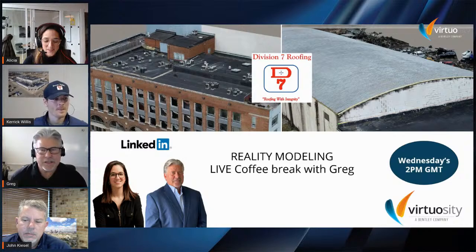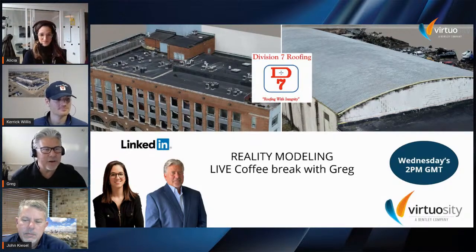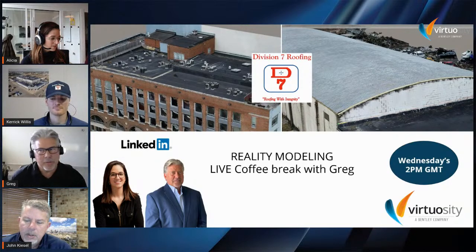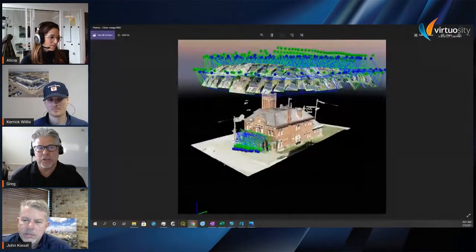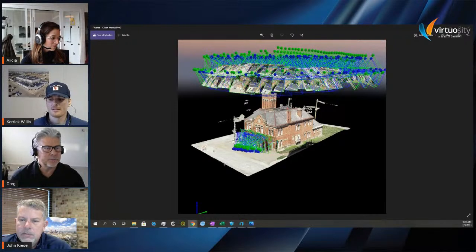And so we have John Kiesel, president of Division 7 Roofing, and Kerrick Willis, who is working there as the reality modeler. So before we get started, Kerrick, I'd like to ask a little bit about your background. So what drove you personally towards reality modeling?